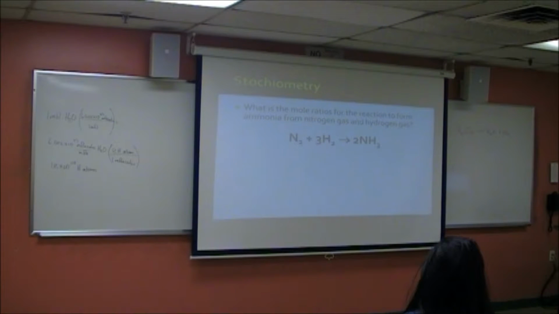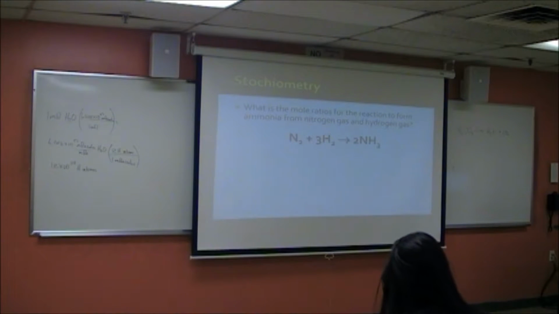Then it is 1 mole of nitrogen gas per 2 moles of what? That's ammonia. And then you start with 3 moles of hydrogen gas per 2 moles of ammonia. Very good.